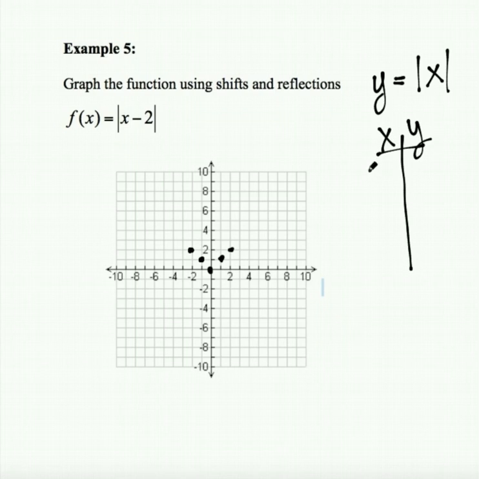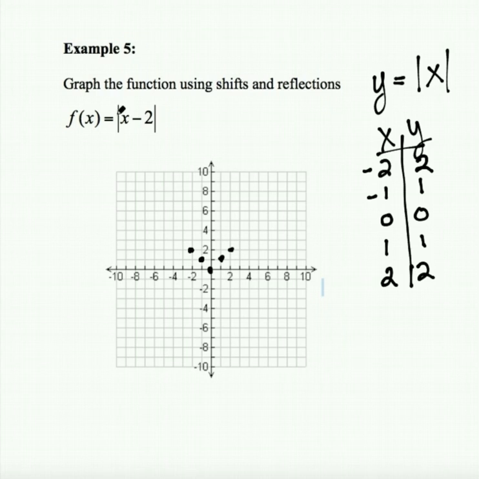So my x's were -2, -1, 0, 1, and 2. When you plug -2 into the absolute value of x, you get +2. When you plug -1 in, you get 1. 0, you get 0. 1, you get 1. 2, you get 2. So that's where I came up with those 5 points.